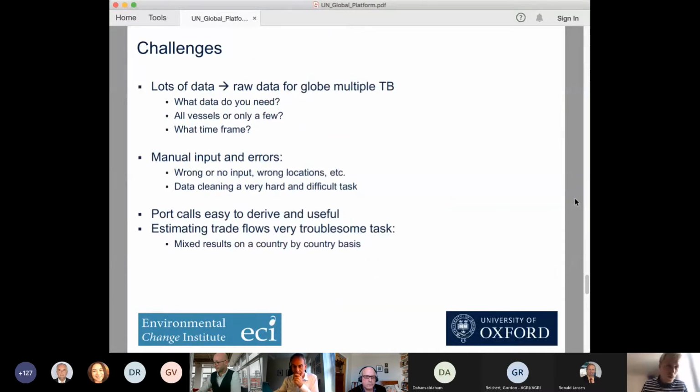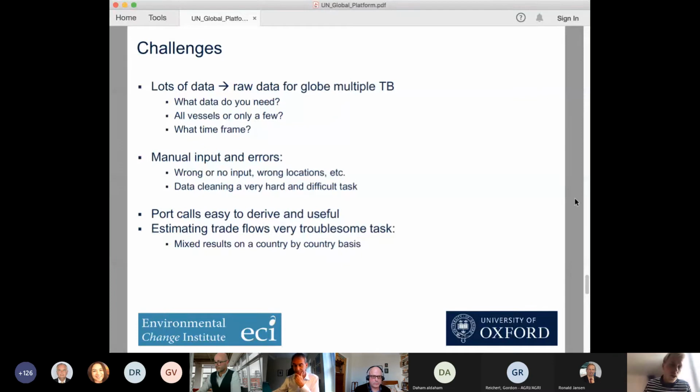So to wrap up, the challenges. AES data is a lot of data. The raw data can be up to multiple terabytes. So it's good to ask the question, what data do you need exactly? Do you need all vessels? Do you need only a few? Do you want two whole years? Do you only need a month?